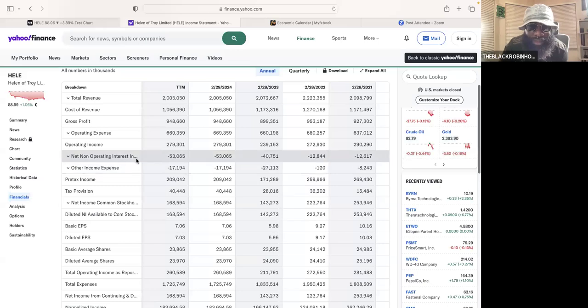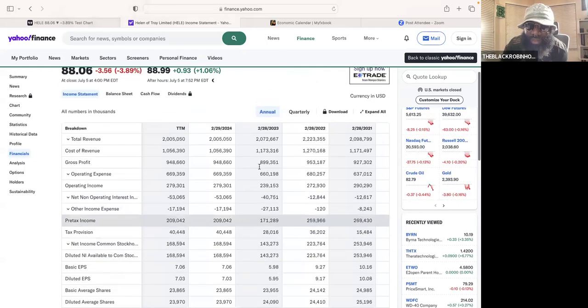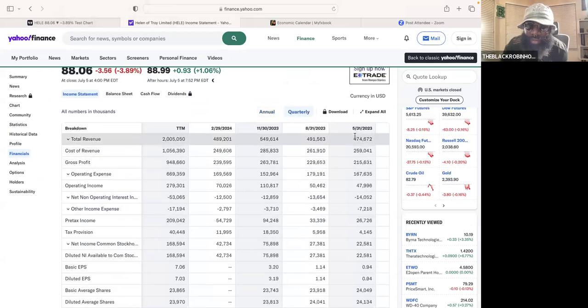Net, where is it? So they made 253 million, then 223 million, then 143 million, then 168 million. So they keeping money, but it looks like it's decreasing slightly. Quarterly revenue, March 2023, 474 million, August 491, November 549, then it went down last quarter. So anything can happen, but Helen, we're gonna put you on the line.